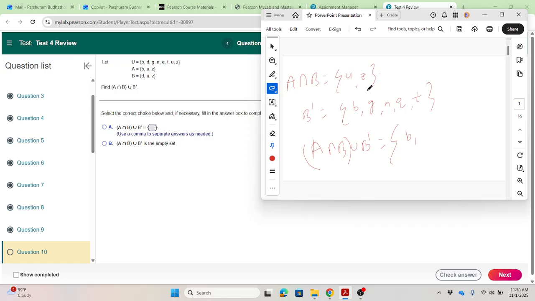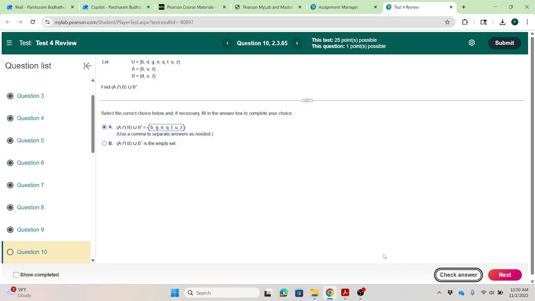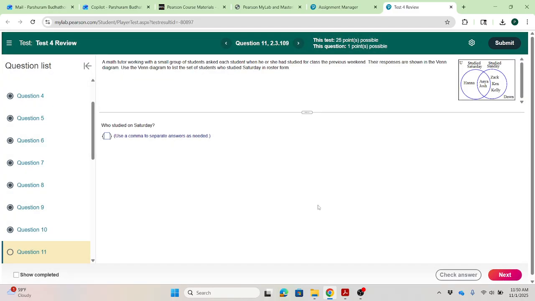And then is there D? No D. So Z is there, and then N is there, and then Q is there, and T is there, and U and Z. Except D, everything else is here. So this is everything else except D, which is B, Z, N, Q, T, U, Z. Okay, let's go to the next problem.